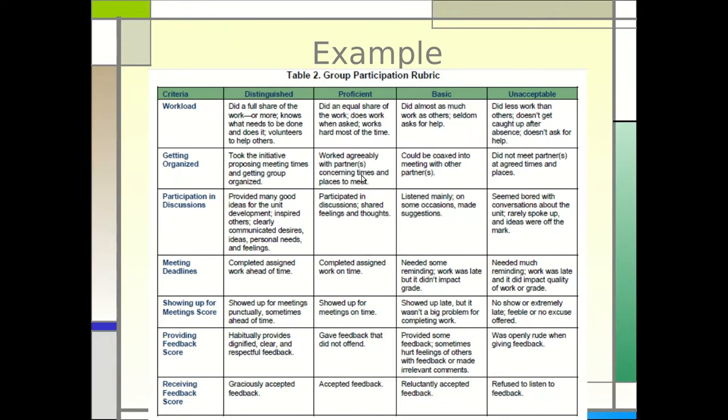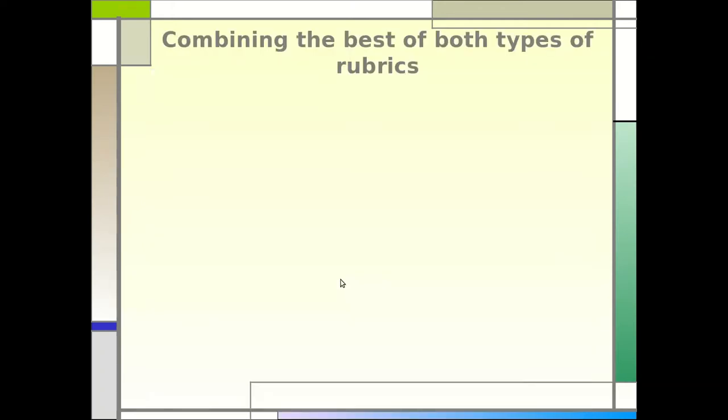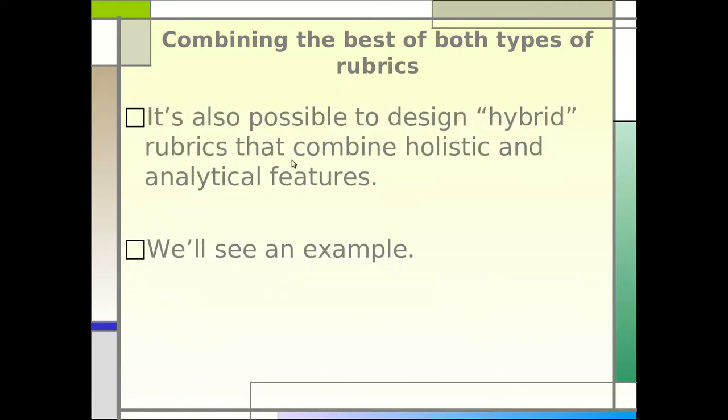So this is an example of an analytical rubric. So you see, you have the attributes or the aspects. We have 4 performance levels, and each performance level has a criterion that describes this performance. Still, there are ways of combining the best of both types of rubrics. So I call them hybrid rubrics. So they combine holistic and analytical features. We'll see an example.